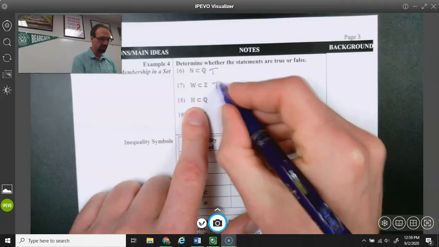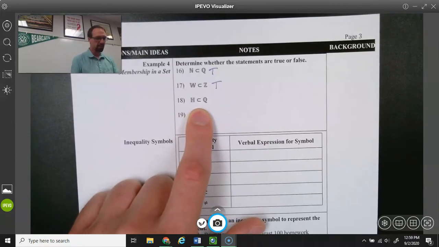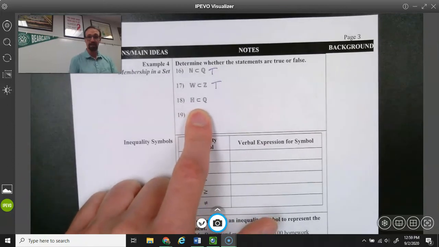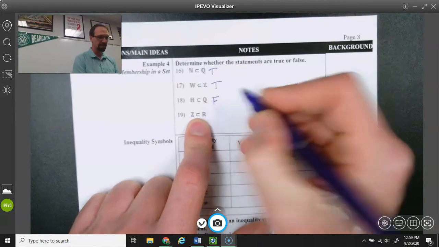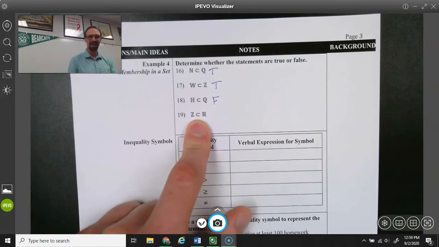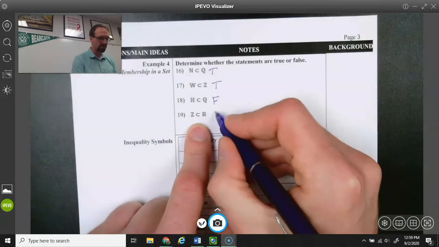That is also true. H is irrational, so are the irrationals contained within the rationals? They are not. They are two separate entities. The last one, are the integers contained within the real numbers? Again, going back to my chart, yes.